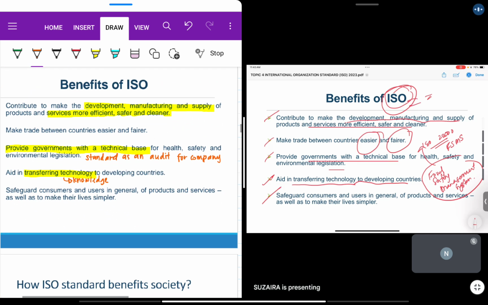Last but not least is safeguarding consumers and users in general of product and service. So this is more towards creating awareness and trust towards a consumer. So whenever a consumer looks at the logos, they will trust your company more. More or less like that.